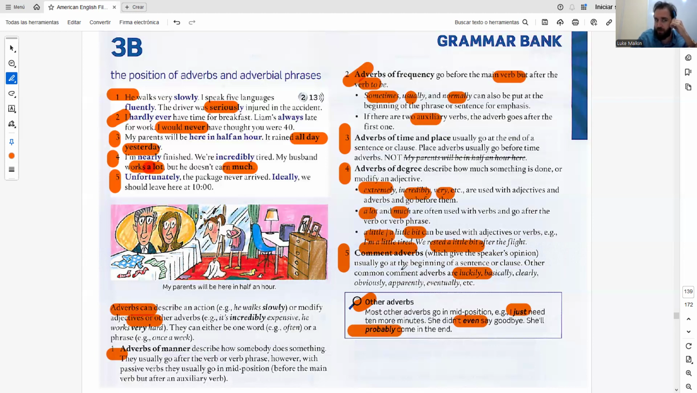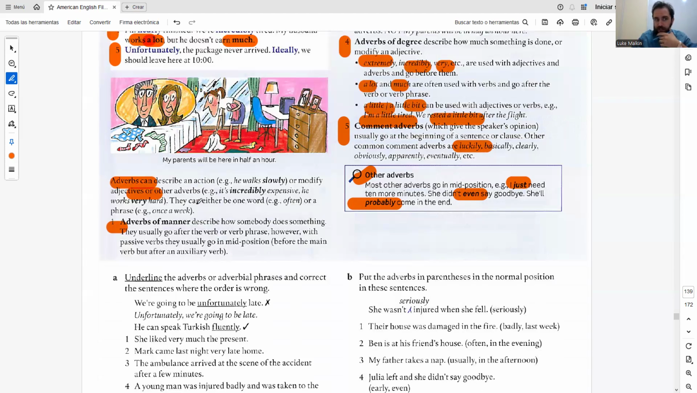She'll probably come in the end. So, different types of adverbs. This is the first thing I want you to be aware of, that different adverbs look different and also act differently depending on what their function is, right? And so they go in different places in our sentence.